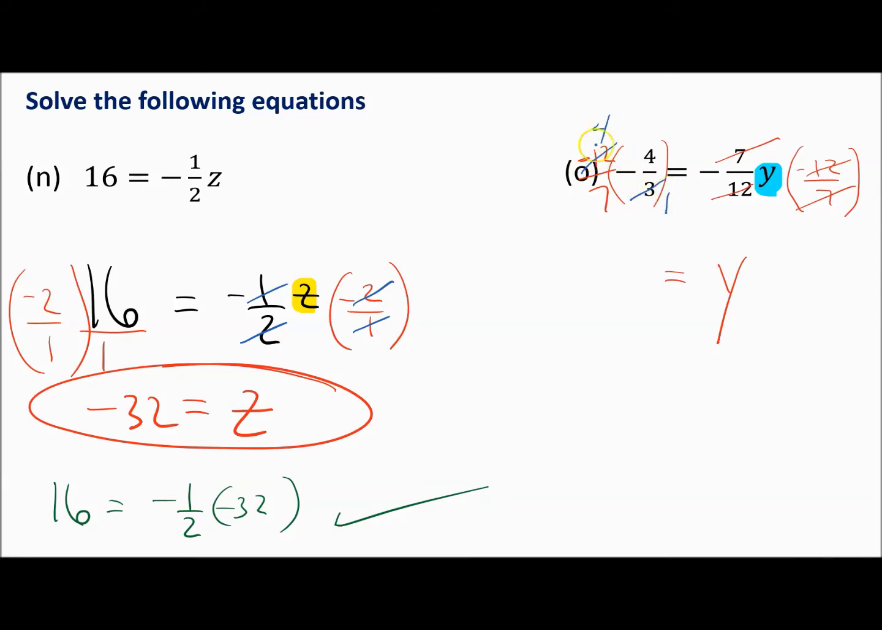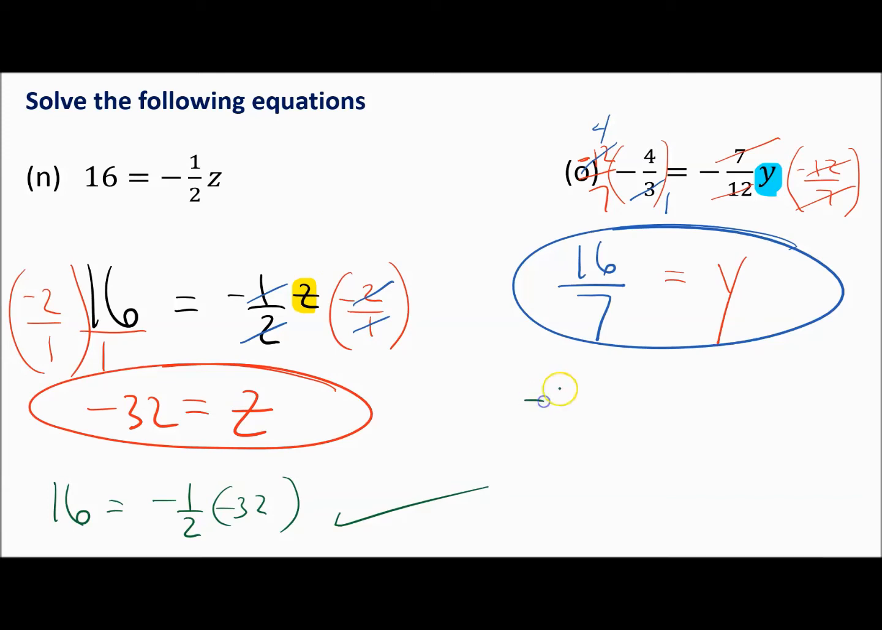Now I still have a negative 4 in the numerator times a negative 4 here. A negative times a negative is a positive. 4 times 4 is 16. And in the denominator, I still have this 7 times this 1, which is 7. So y is equal to 16/7. Now it's really hard to go back and check this because I wrote all over my original problem. But my original problem reads negative 4/3 equals negative 7/12 times y, and y is 16/7.